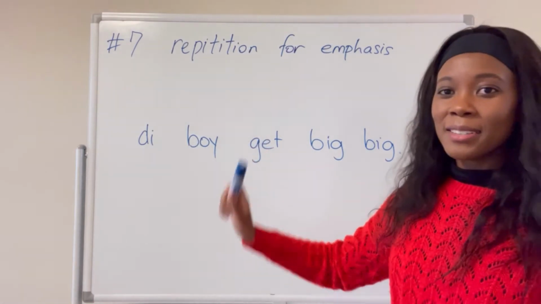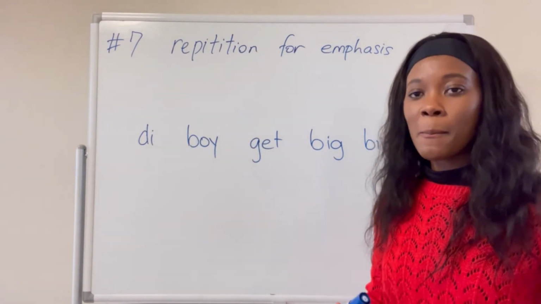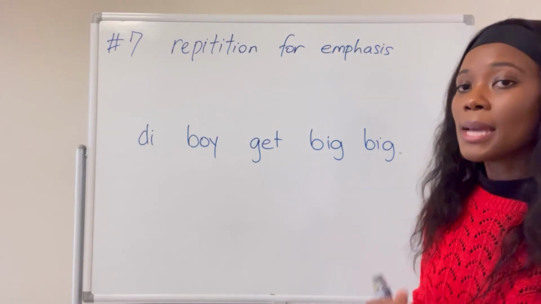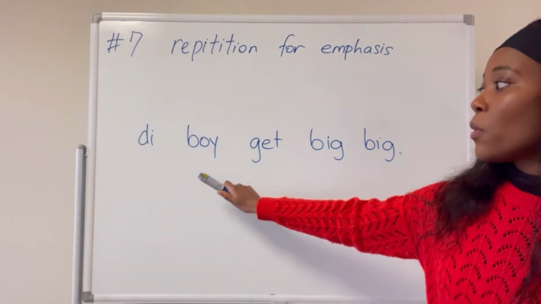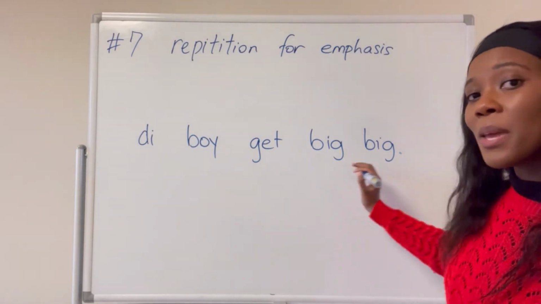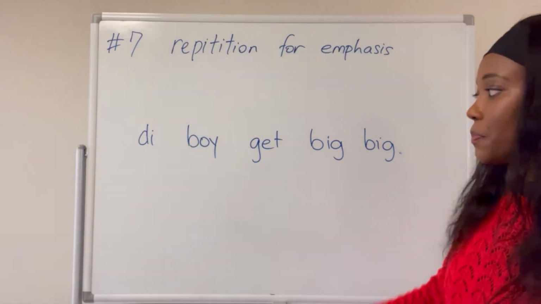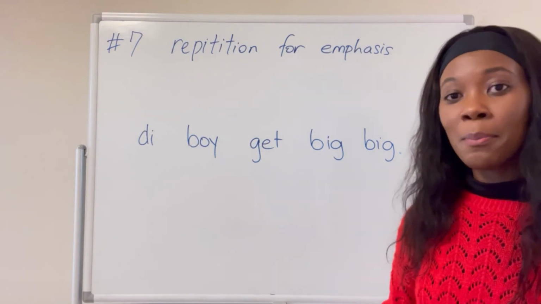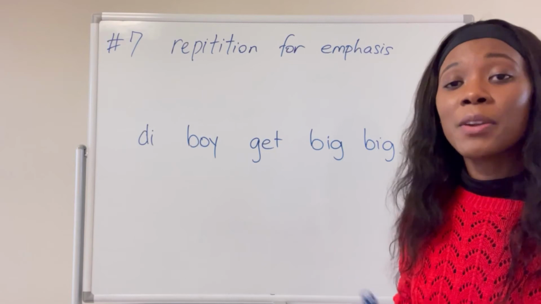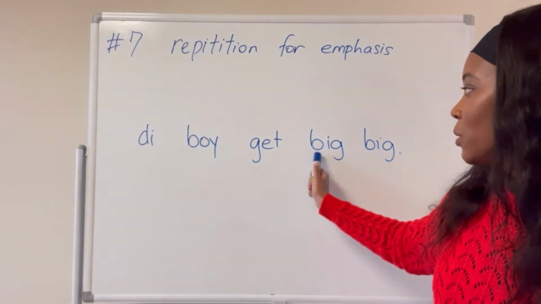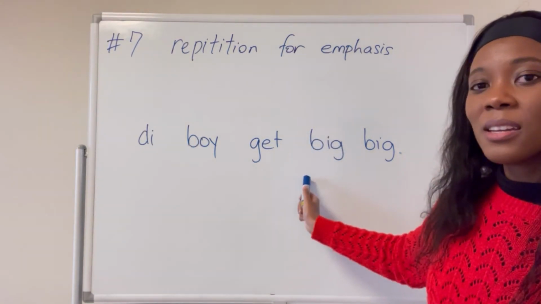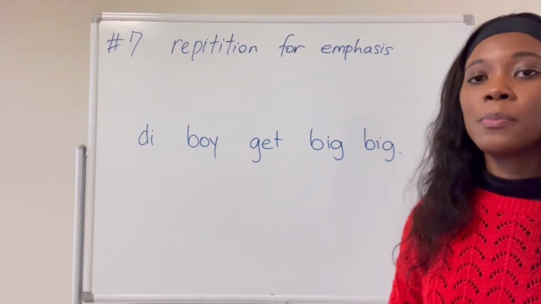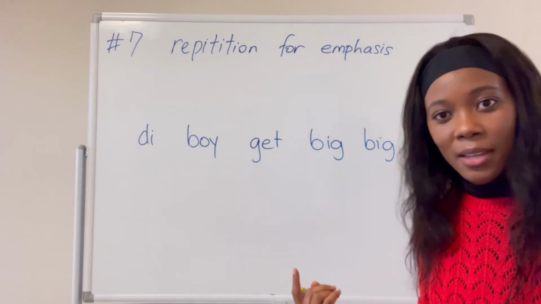Number 7. Repetition for emphasis. Repeating a word for emphasis. For example, the boy get big, big. The boy get big, big. This means the boy has gotten very big. So using one word would be big. Using doubling the word, the adjective that is, would be very big.